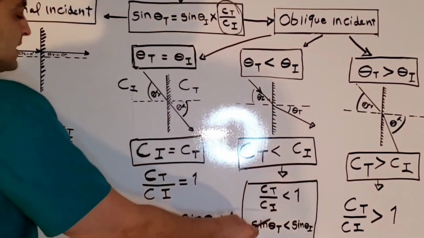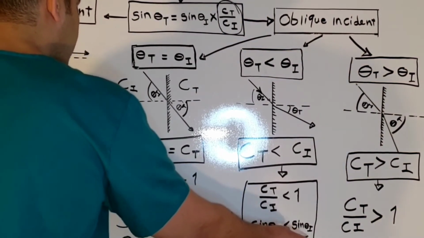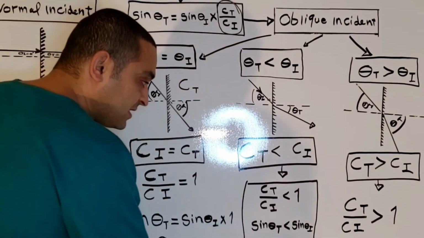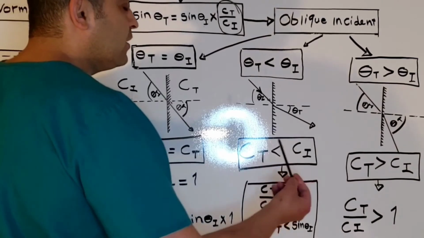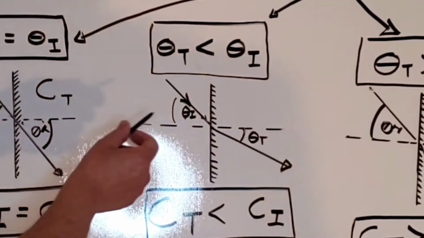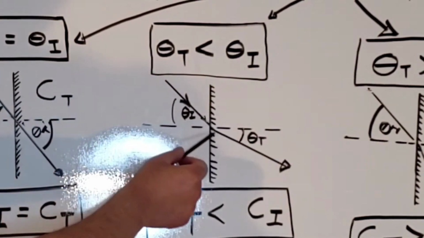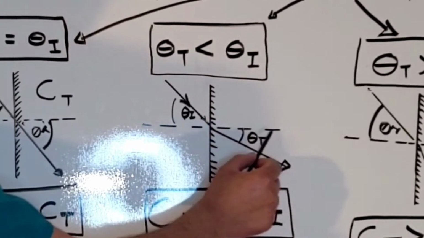So that means that sine theta t will be less than sine theta I, and that means that theta t, which is the angle of the transmission, will be less than theta I, which is the angle of the incident. And that means that refraction will happen because the sound beam, instead of going in a straight line, will bend toward the normal line.